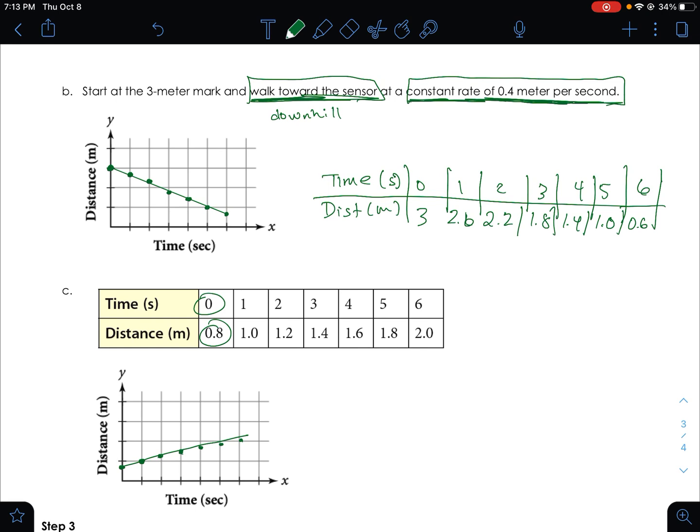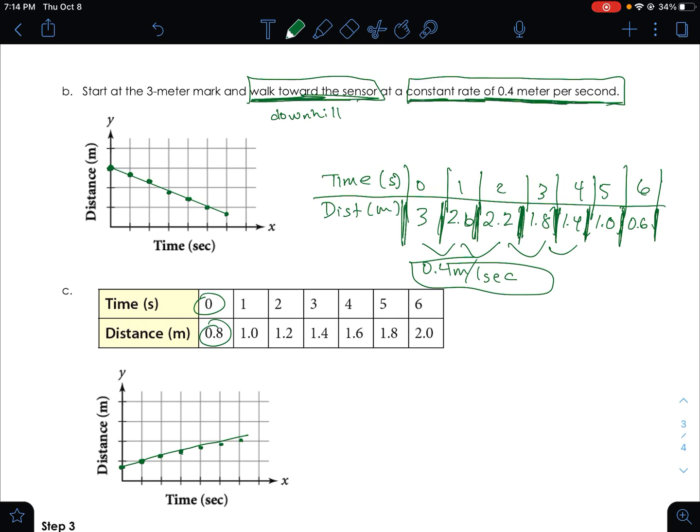Okay, and the question in step 3 says, how can you tell based on the table which set of walking instructions, which walker is traveling the fastest? And so in order to figure that out, what we're going to look at is how much the distance is changing per 1 second. So in this case, the distance is changing at 0.4 meters in 1 second. Same thing here, 0.4 meters in 1 second, 0.4 meters in 1 second, 0.4 meters in 1 second. So this is our speed that walker is changing.